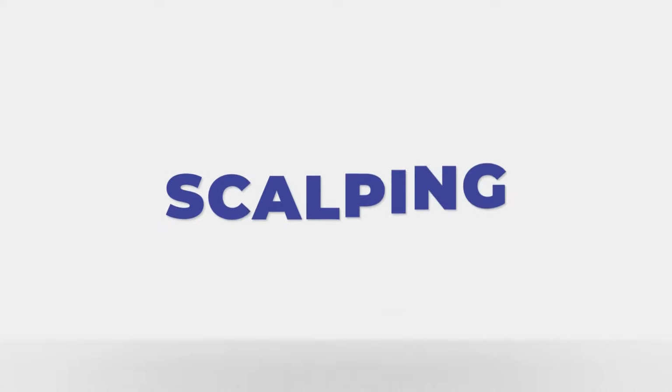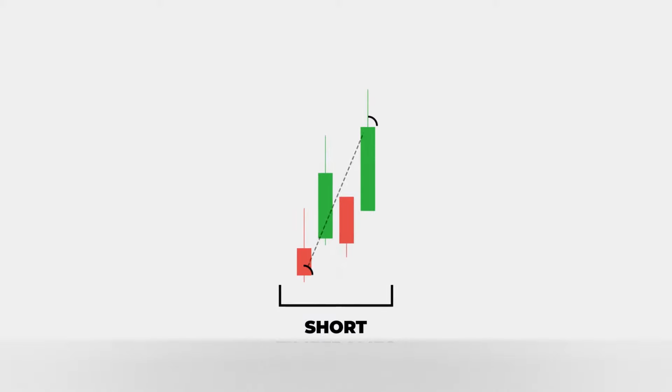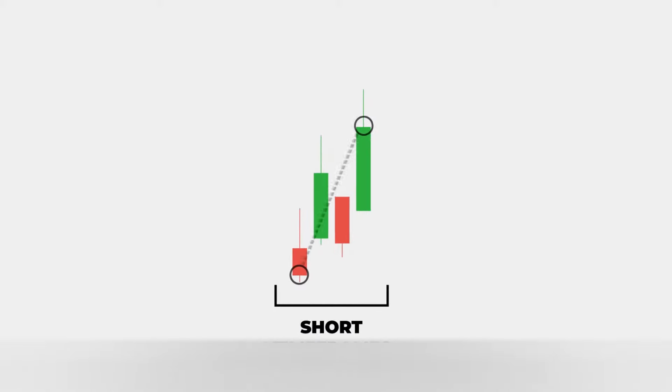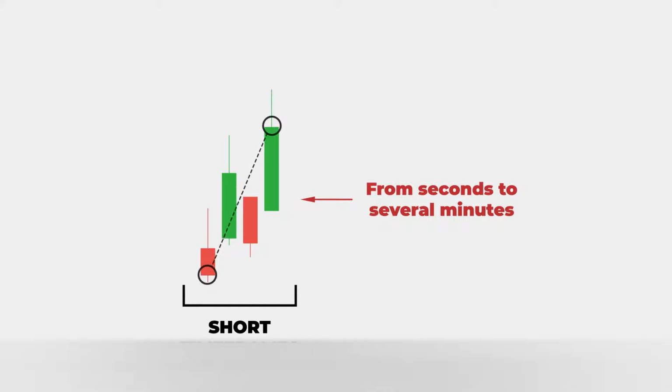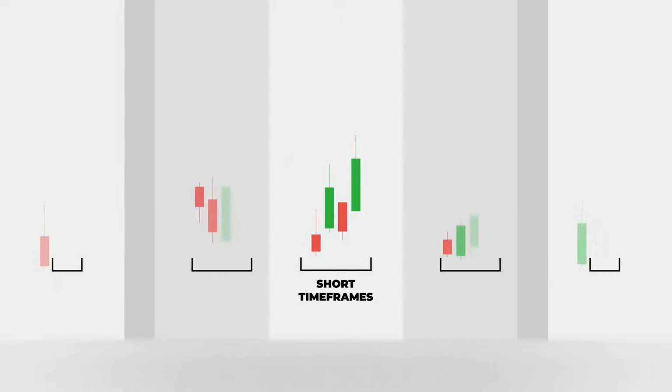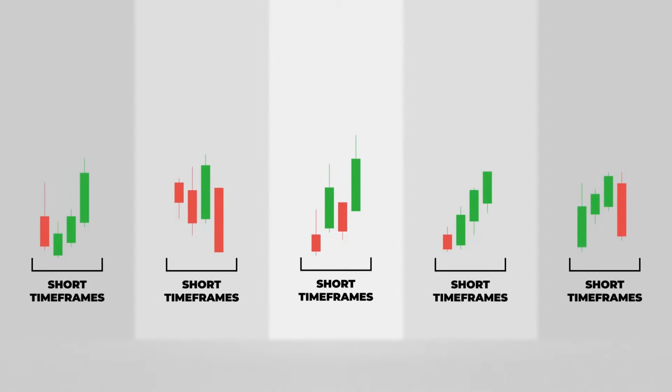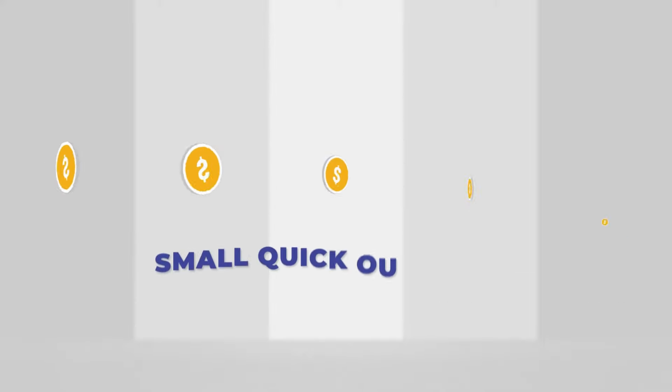3. Scalping. Scalping is aimed at identifying small price moves during very short time frames, from seconds to several minutes. Scalpers may place numerous trades, as many as hundreds, during a single day with the intention of receiving small, quick outcomes.